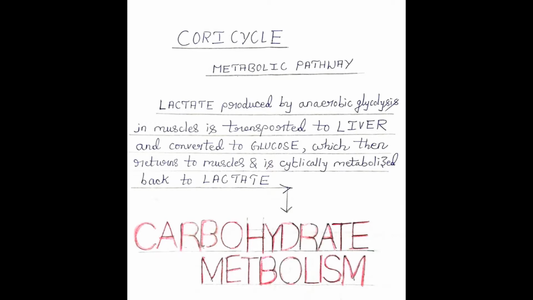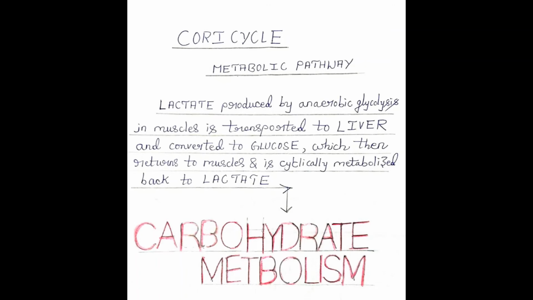The actual video is about the concept behind Cori cycle, not the exact pathway. What is the idea behind Cori cycle? Once you see the video, you are going to understand a simple concept: Cori cycle operates in liver. Basically, it is related to liver and muscle. In muscle, no oxygen, lactic acid accumulation. So lactic acid is sent to liver and converted to glucose, which then returns to muscle, and is cyclically metabolized back to lactate. So Cori cycle is a part of carbohydrate metabolism. The basic concept is gluconeogenesis and prevention of lactic acid acidosis, that is, accumulation of lactic acid in muscle.